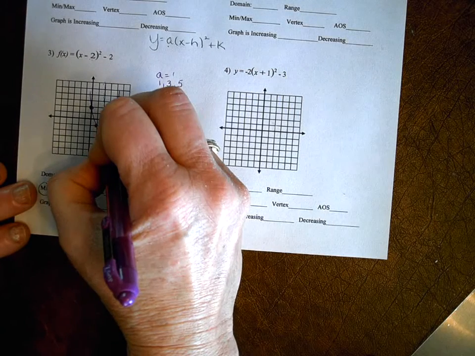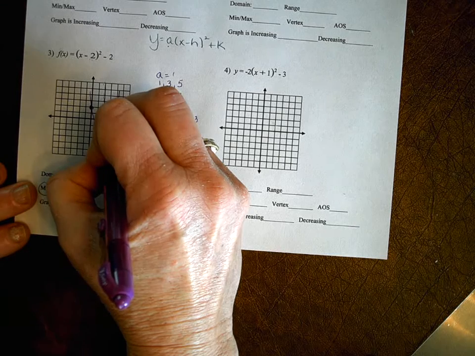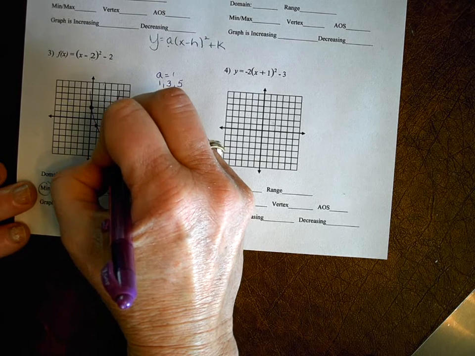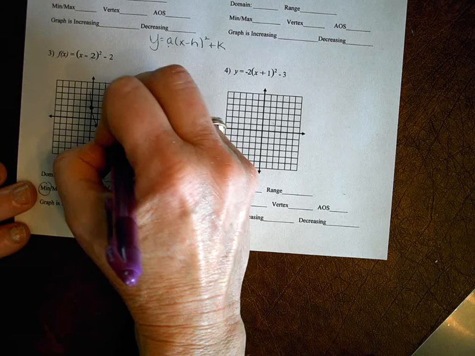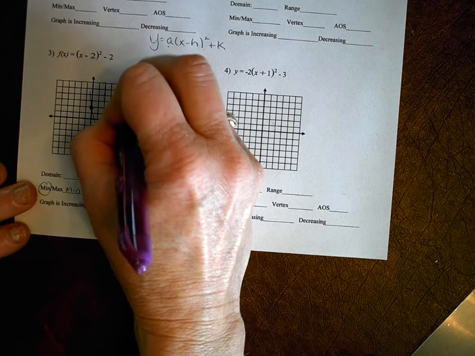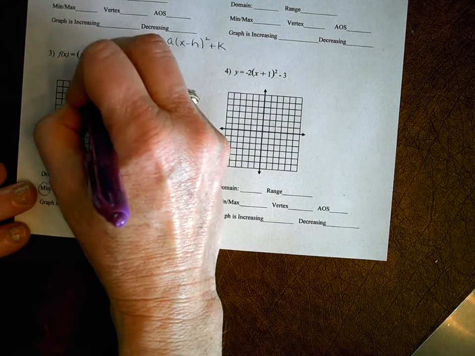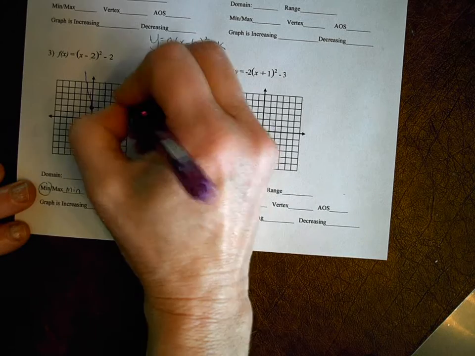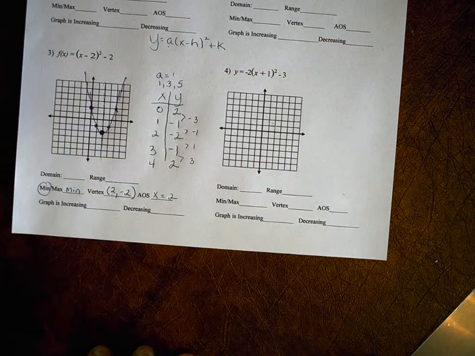So I can go over 1, up 1. The next one would go over 1, up 3: 1, 2, 3. The next one would go over 1, up 5: 1, 2, 3, 4, 5. And the same thing over here. I'll cover that more later on, but it helps you.